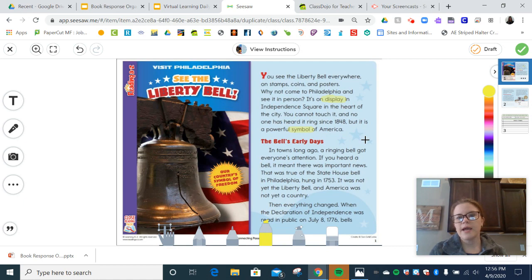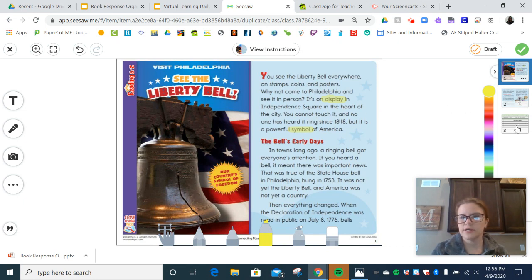Okay, so one thing that I can do as a reader, if I am reading something, one thing that you can do is try to figure out if that word wasn't there, what word could fit in its place. Okay, so if something is on display in Independence Square in the heart of the city, so I'm picturing the middle of a city, it's where everybody goes to look at things, and it says that this bell is on display there. So I think that being on display means that it is somewhere where everybody can see it.